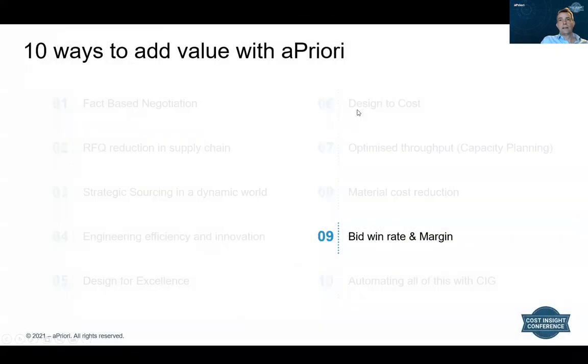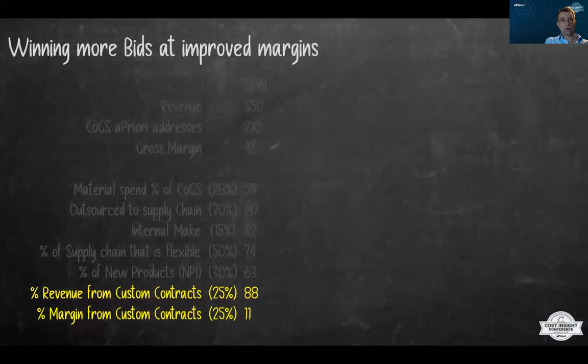With respect to bid win rate and bid margin, all we do with aPriori is use exactly the same stuff that we've just gone through, understanding the costs for different manufacturing processes we have in our facilities and our supply chain to know what the cost of something is as we bid against a specification. We start to design things, we see what the prices are, we can put in a bid.